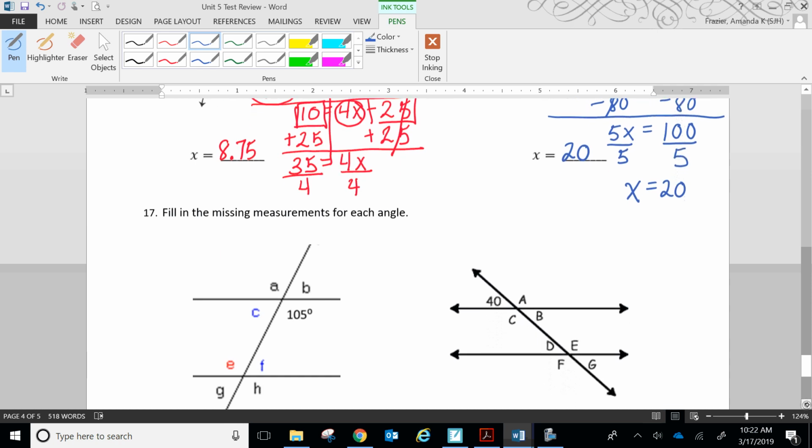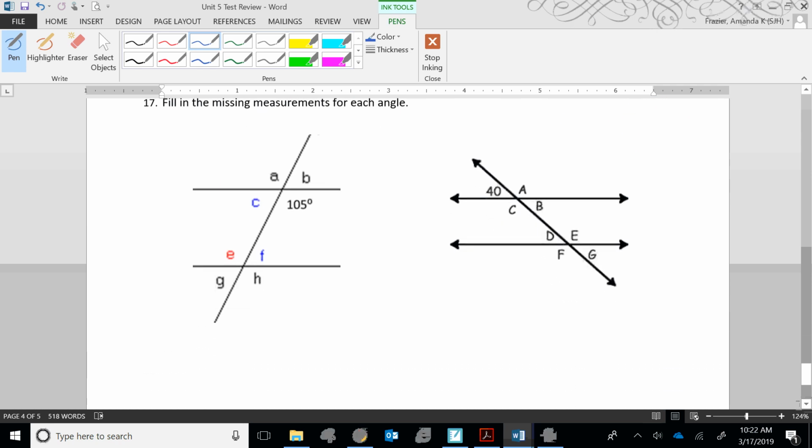Okay, filling in the missing measurements for each angle. If this angle is 105, that means this is 105, and this is 105, and this is 105. These are all congruent angles. I know that this angle and angle B will add up to 180. So this has to be 75, meaning this is 75, this is 75, and this is 75.